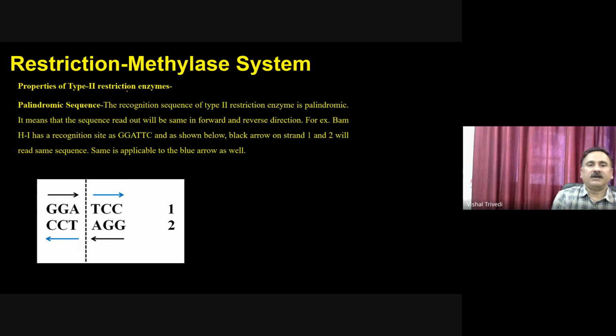Okay. And what is the property of the restriction enzymes? Restriction enzymes recognize sequences which are palindromic in nature, right? What is meant by palindromic is that if you read them in the forward direction or in the reverse direction, they are going to be the same. For example, this is the restriction site, GGATCC. If you read from this side, it is GGA. Similarly, if you read from the reverse side, it is also GGA. So these are called palindromic sequences.